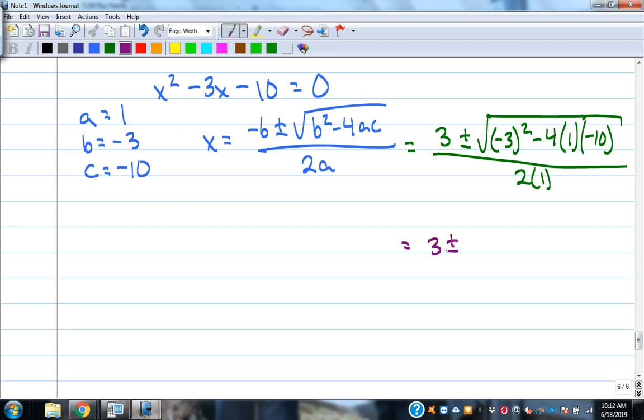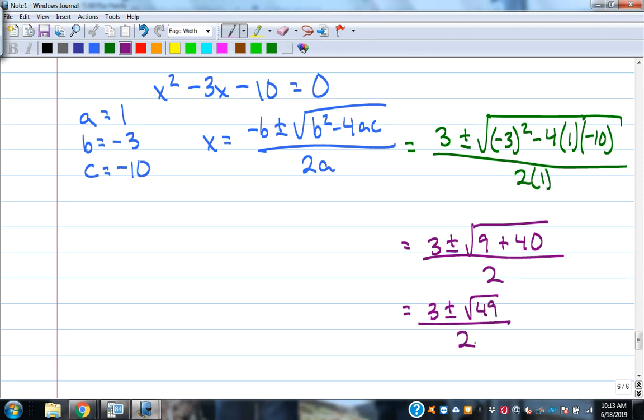So we got 3 plus or minus. -3 squared is 9. -4 times 1 times -10 would be +40. So that minus sign on the 4, treat it as a -4. -4 times 1 times -10, +40. And then on the bottom, we got a 2. And we know that that's 3 plus or minus the square root of 9 plus 40, which is 49, over 2.